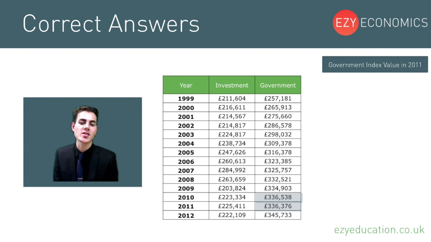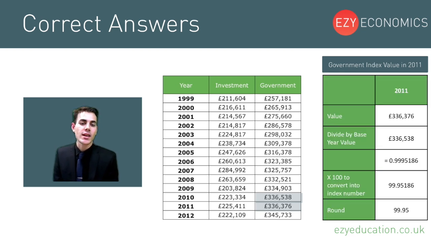The next statement is the government index value in 2011. So the value in 2011 was 336,376. Divide by the base year value of 336,538, which is equal to 0.9995186, multiplied by 100 to convert into an index number to get 99.95186, round to 2 decimal places, and we get 99.95, which is the government index value for 2011.